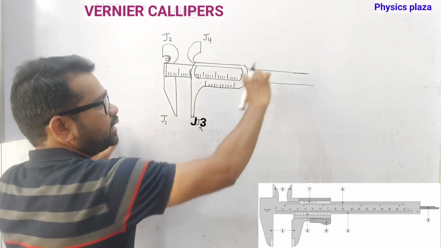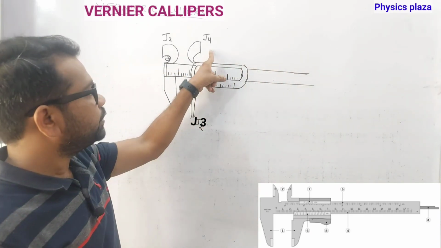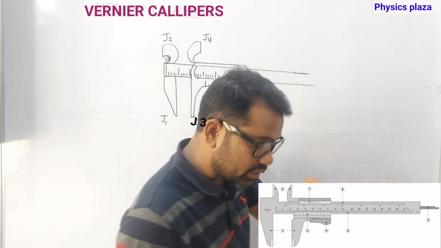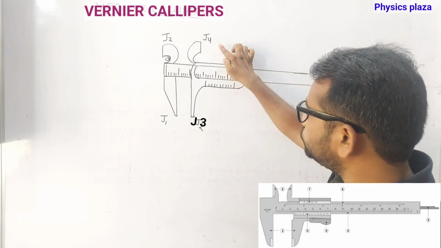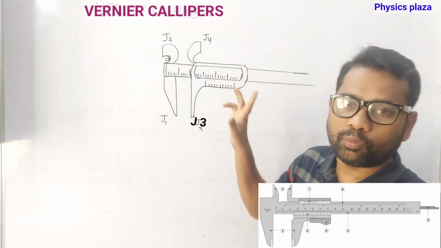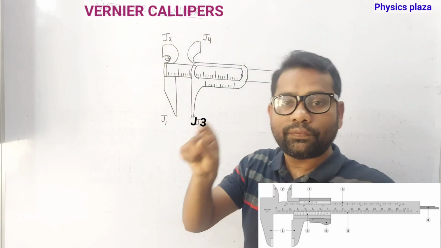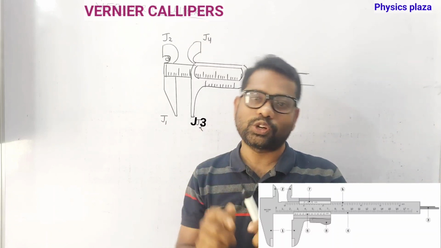So this Vernier scale is slid over the main scale, and here J2 and J4 are fixed to this Vernier scale. As the Vernier scale is movable, J4 and J2 are also movable. So we can call J1 and J2 fixed jaws, whereas J2 and J4 are movable jaws.